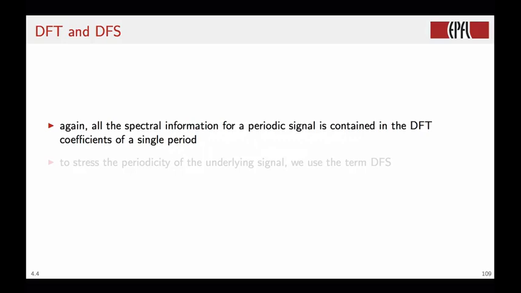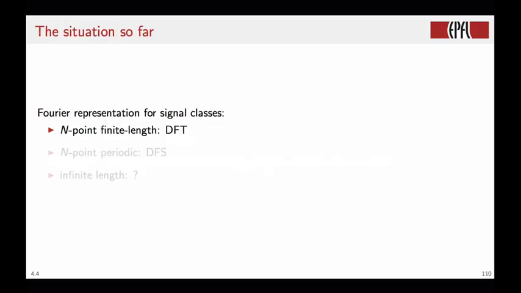Well, this was a long way to show that once again all the spectral information for a periodic signal is contained in the DFT of a single period. And that's why for periodic signals in the end we use the DFS. So the situation so far is the following. For N-point finite length signals we will use the DFT. For N-point periodic signals we will use the DFS. One category is missing, and that is the category of infinite length non-periodic signals.